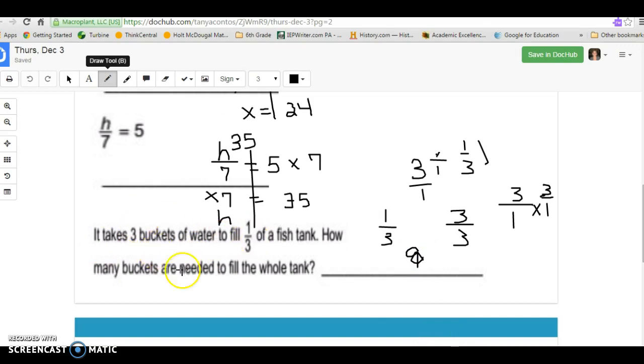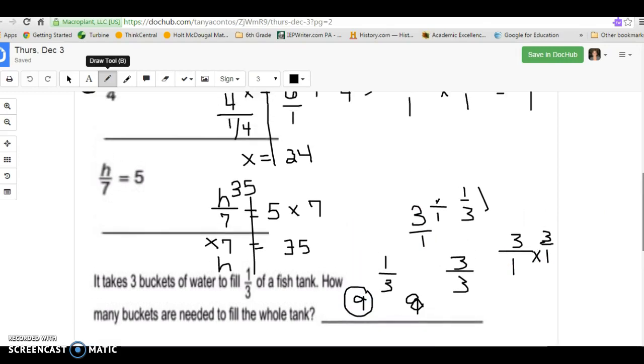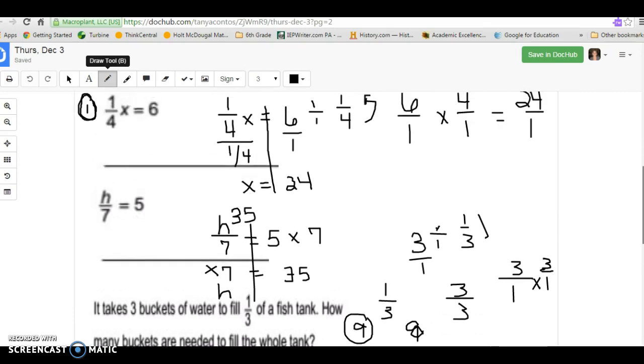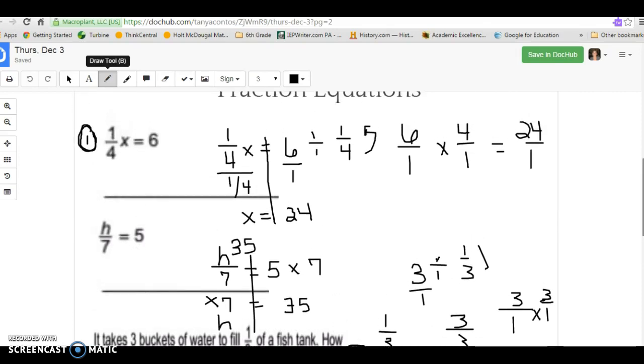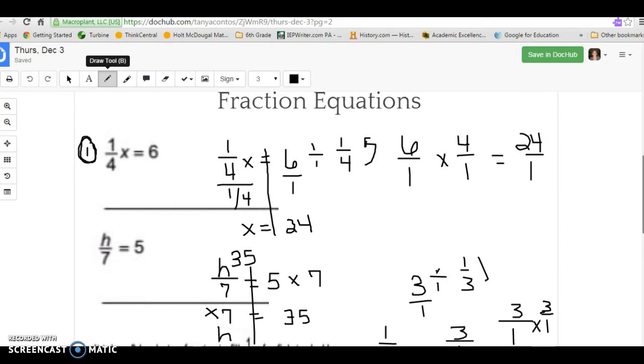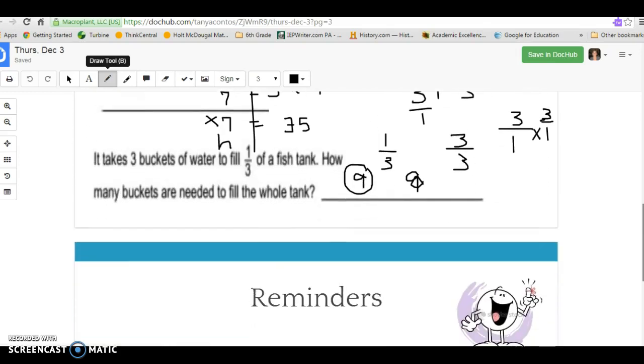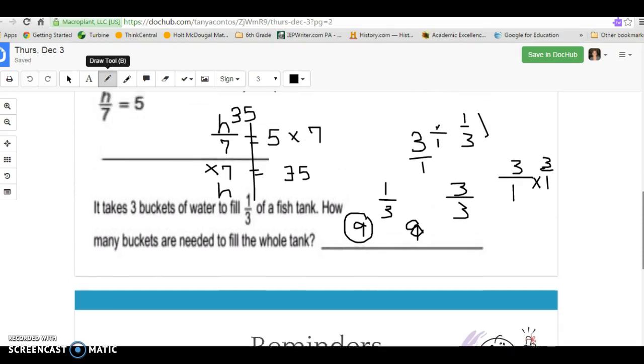Remember, we want to know how many buckets of water we would need to fill the whole fish tank. If it takes 3 to fill 1/3 of the fish tank, how many buckets are needed to fill the whole tank? We check that for reasonableness, and 9 makes sense. So when you're solving these fraction equations, everyone, today, think about it. What operation is needed to solve the problem? Is it reasonable? When you're solving your equations, make sure you're doing the inverse operation to both sides and applying your knowledge of fractions and operations with fractions.